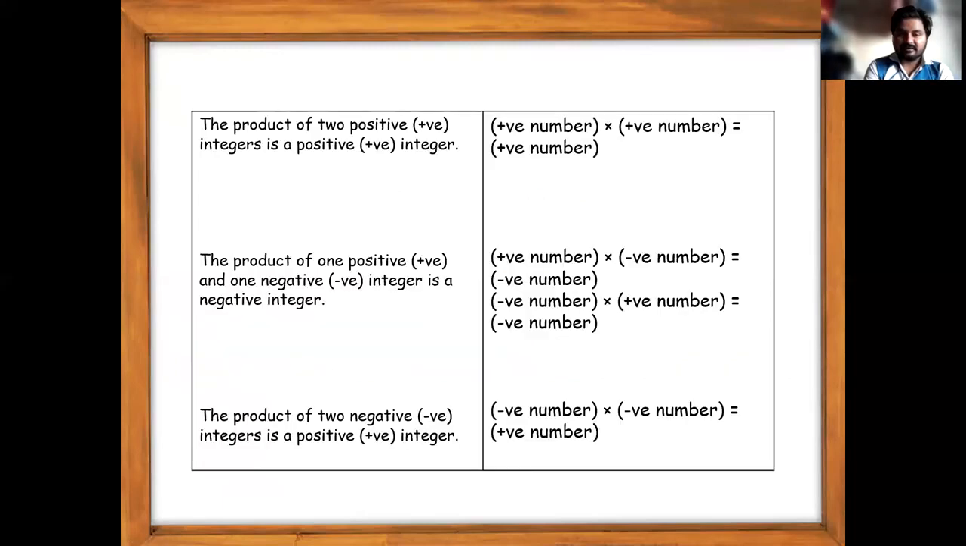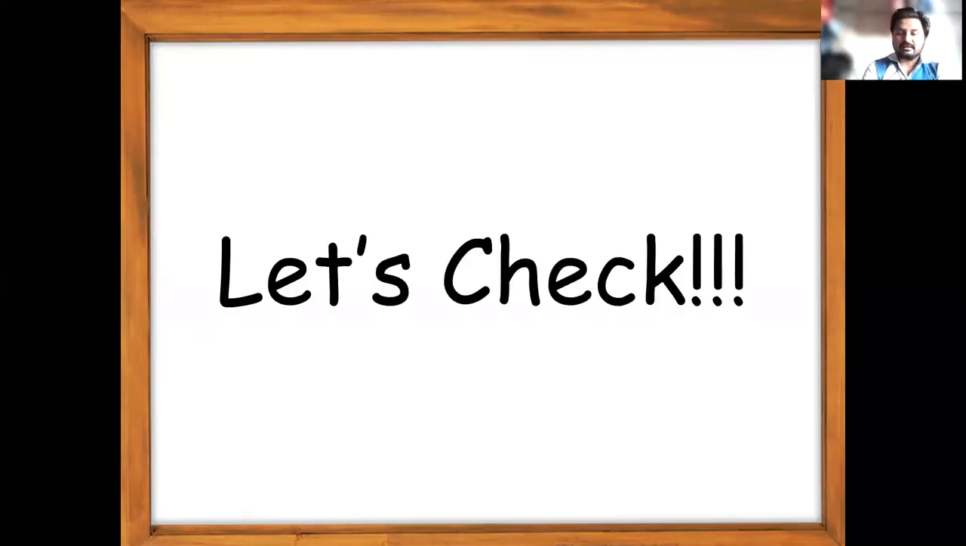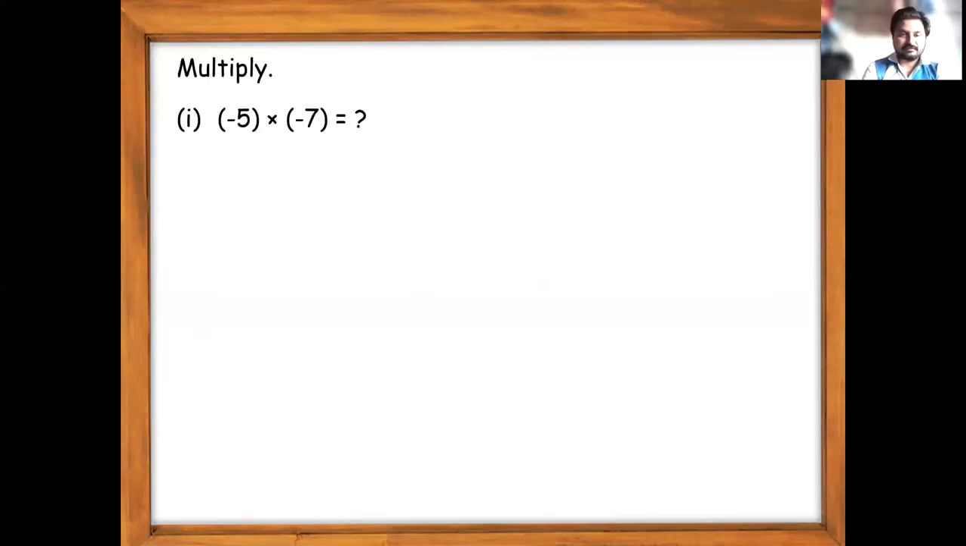Now let us summarize. So the product of two positive integers is a positive integer. The product of one positive and one negative integer is a negative integer. The product of two negative integers is a positive integer. So it's time to check how much you have learned from the session. So students, I want you all to solve this sum and tell me what would be the sign of the final answer in this sum.